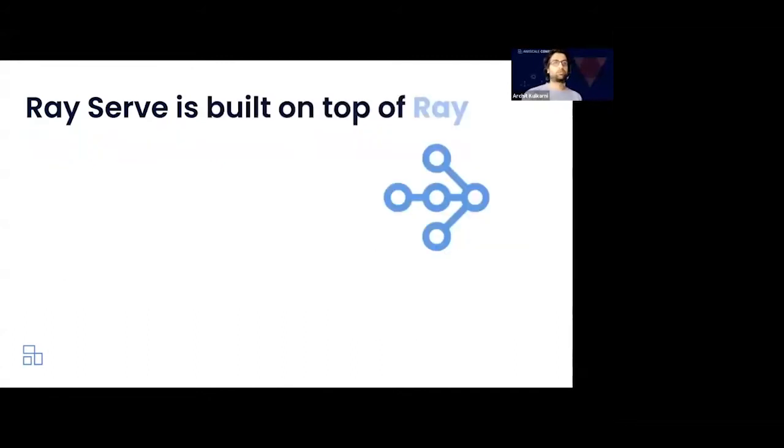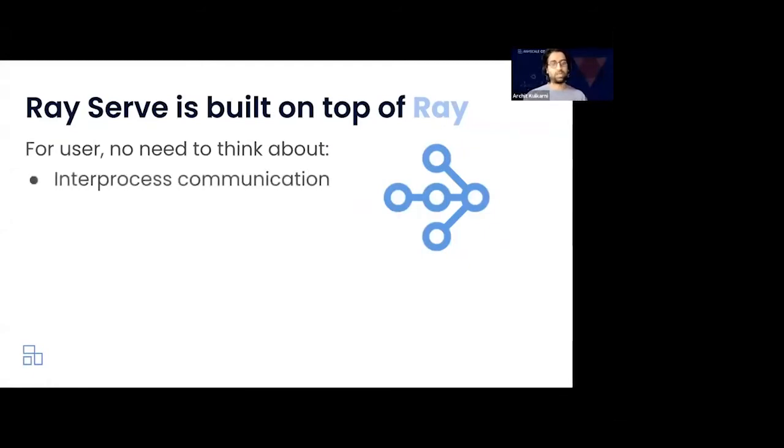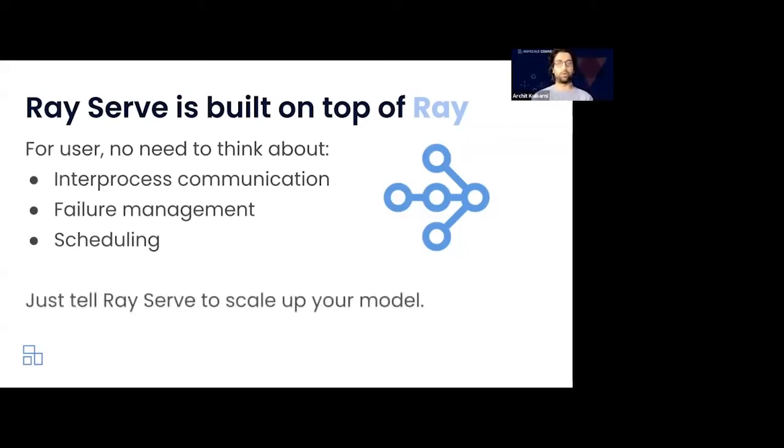What makes this possible is that Restful is built on a really useful distributed computation engine called Ray. That means that as a user, even though you're writing a distributed application, with all these replicas on all these different cores and machines, you don't have to think about all the things that make distributed computing hard. For example, interprocess communication, failure management, fault tolerance, job scheduling. All these things are taken care of by Ray. That makes it a really nice experience for you, the user, to just write your code and then have Ray handle all the distributed computing issues. You just tell Restful to scale up your model, and it's as simple as that.